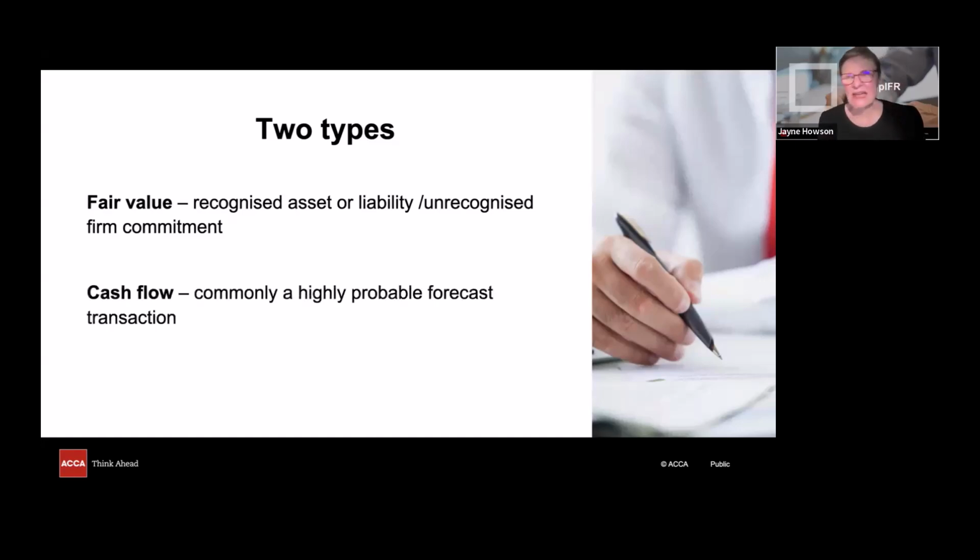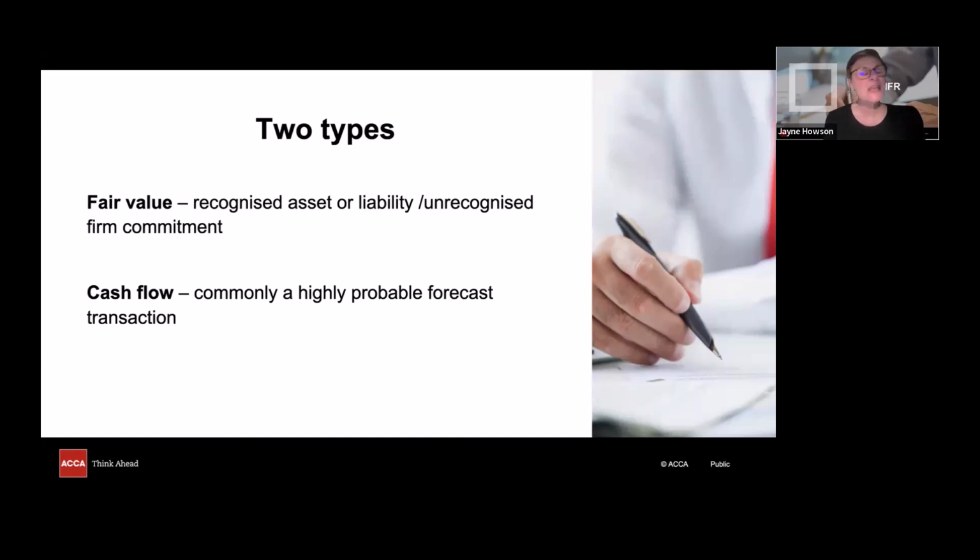With a cash flow hedge, notice the difference here, and you're going to look out for this in questions too. This is where we do not have a current recognised item. We have a highly probable forecast transaction. It is the hedged item, but we just haven't recorded it in our financial statements yet.